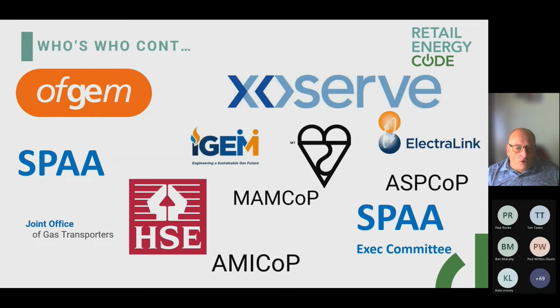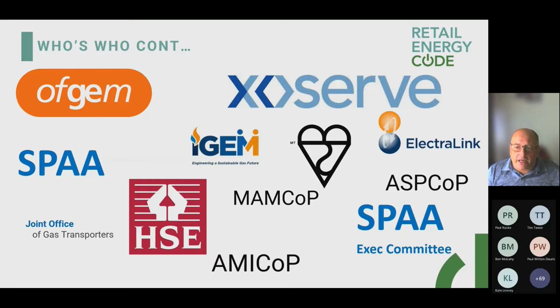Which all worked fine, and that has now changed, which we'll come on to in a bit. The SPA Executive Committee. This was an overseeing committee, and again was made up of gas distribution network operators and suppliers, and they were literally the governance type activity, providing governance committees for two of the other things that you'll see in there, the MAMCOP and the AMICOP. Now, the AMICOP and the MAMCOP are codes of practice, and we'll come back to those later on, along with the ASCOP.